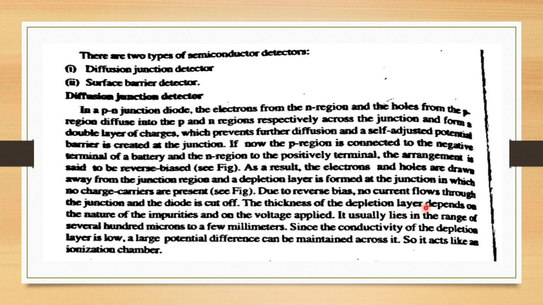The thickness of the depletion region depends on the nature of the impurities and on the voltage applied. It usually lies in the range of several hundred microns to a few millimeters. Since the conductivity of the depletion layer is low, a large potential difference can be maintained across it. So it acts like an ionization chamber.